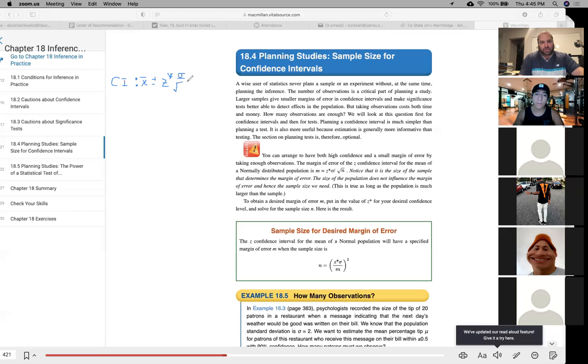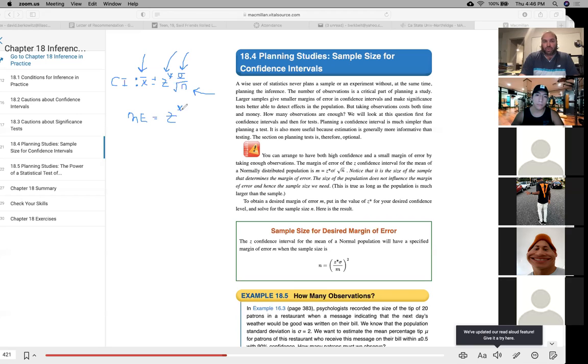Okay, so to get a confidence interval, you need the sample mean, the population standard deviation, the confidence level, which ultimately gives you your Z star, and the sample size. And the margin of error is going to be that value. The margin of error is going to be Z star sigma over the square root of n.